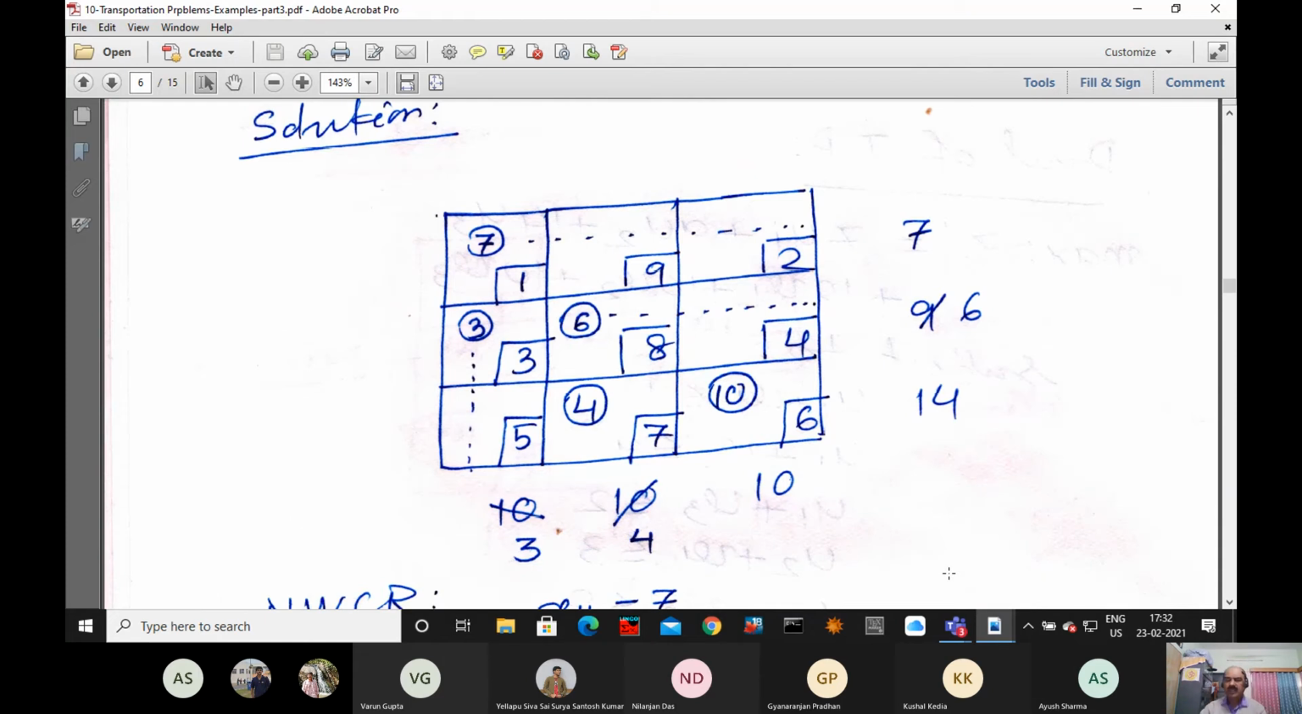See, this was 7, 6, 14, and this was 10, 10, 10. So using the northwest corner rule, you will allocate as much as possible. How much can you allocate? 7 and 10, so the minimum is 7. You allocate 7, and once you have allocated 7, you just remove the first row. This is x11 equal to 7. The rest, 2, are 0. And in the first column, after reducing 7, the 10 will become 3 only. Okay, so the first row has gone.